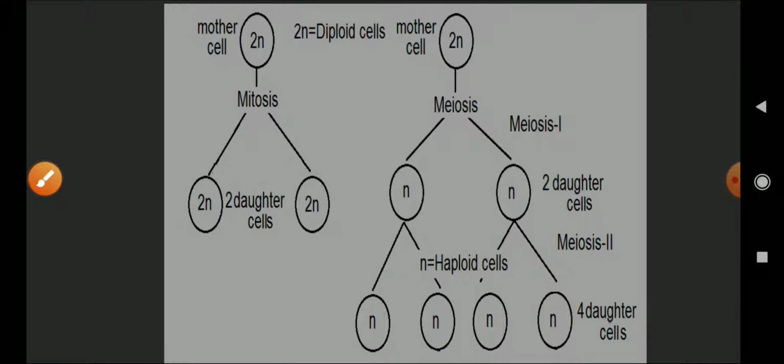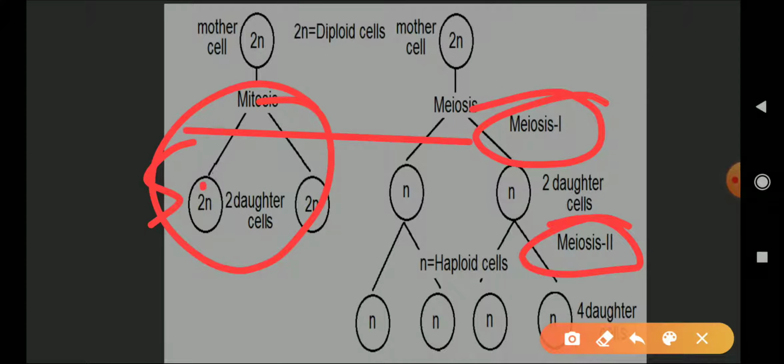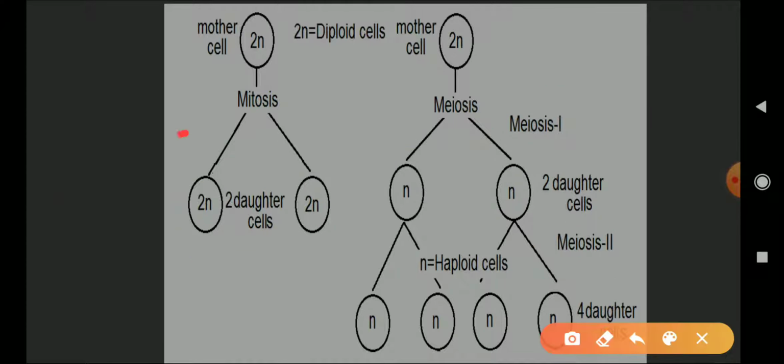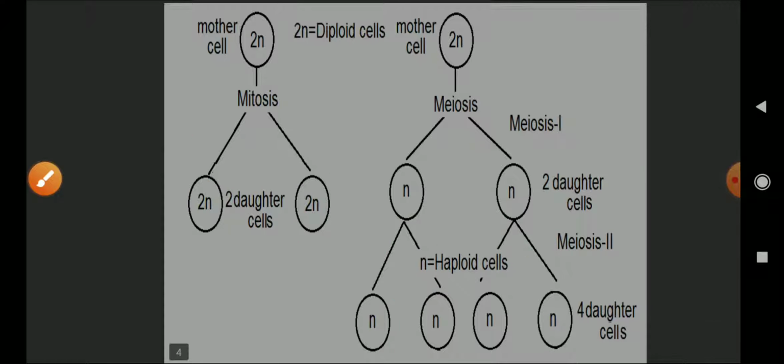Mitosis is simple, meiosis is complex, because in meiosis there are 2 phases, meiosis 1 and meiosis 2, while here there is only one phase, one complete. So this one is simple, while this one is complex. So let us move further.